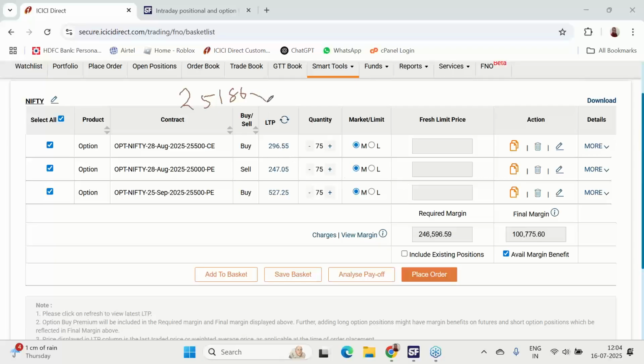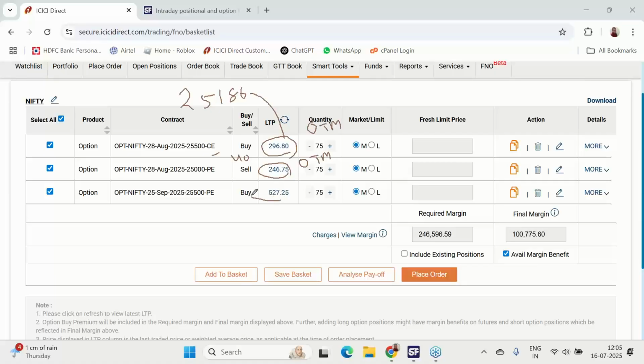With respect to this spot of 25,186, this 25,500 call option of August monthly expiry is OTM. Similarly, the 25,000 put option is also OTM. There is a difference of 40 rupees or 40 points in the premium, based on the closeness of that strike to the spot. The premium or discount is big there, so there is 40 points of deviation.